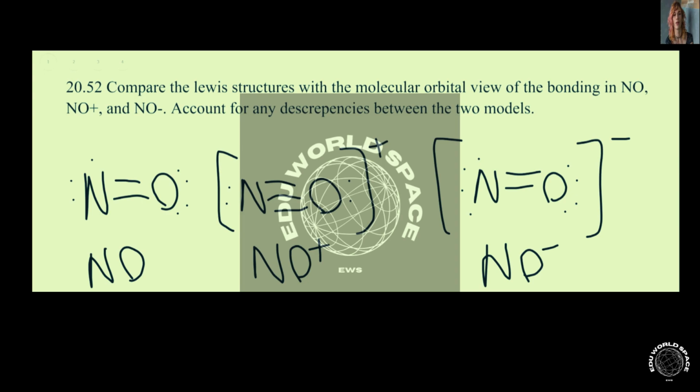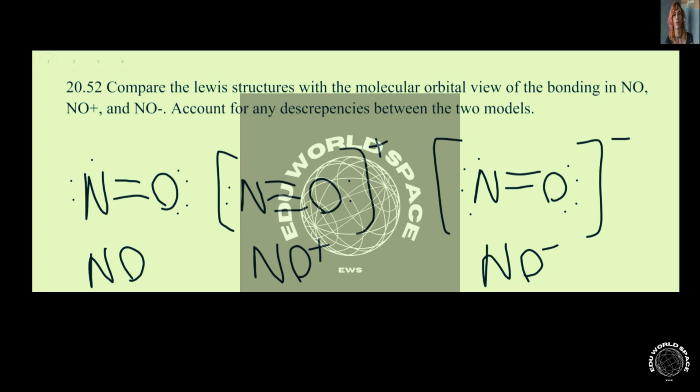So in this video, we're going to talk about question 52 from chapter 20, which asks us to compare the Lewis structures with the molecular orbital view of the bonding in NO, NO plus, and NO minus. Account for any discrepancies between the two models. So first, let's look at the Lewis structures.